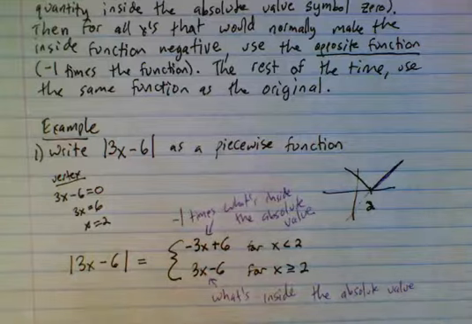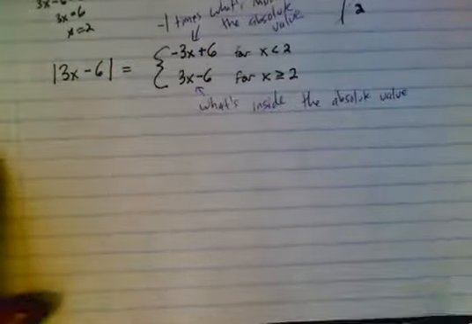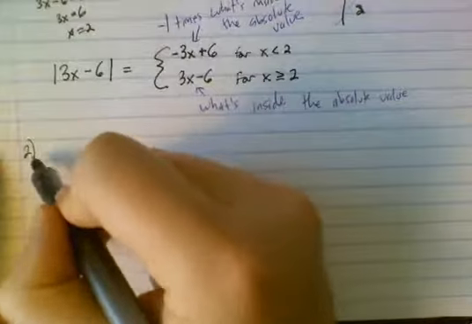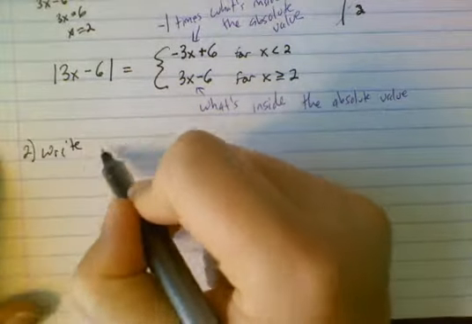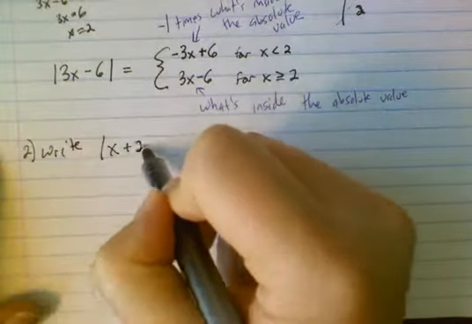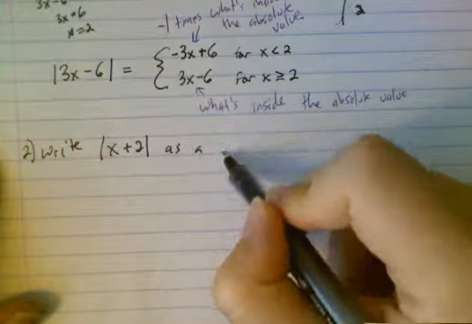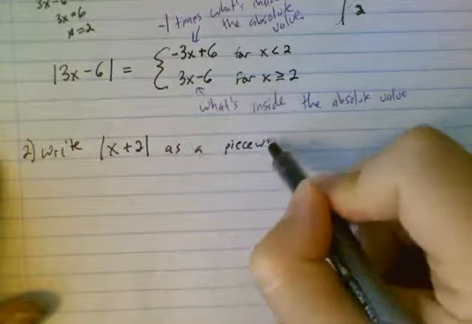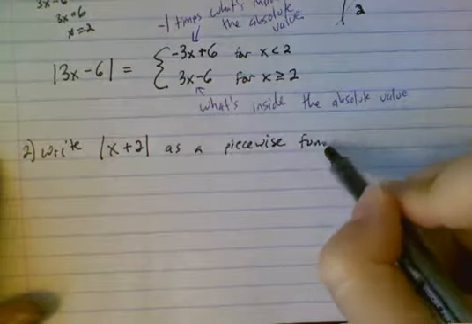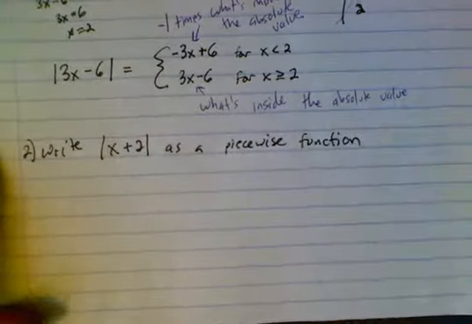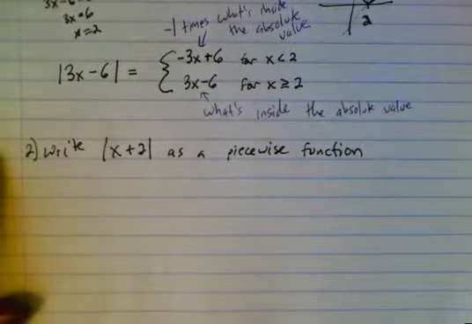So let's check your understanding with a second problem. Write the absolute value of x plus 2 as a piecewise function. Go ahead, pause the video, try that on your own, and then start the video again when you're ready.